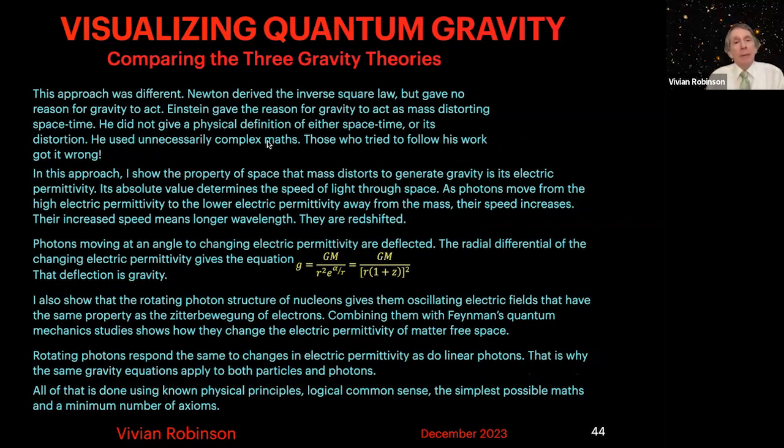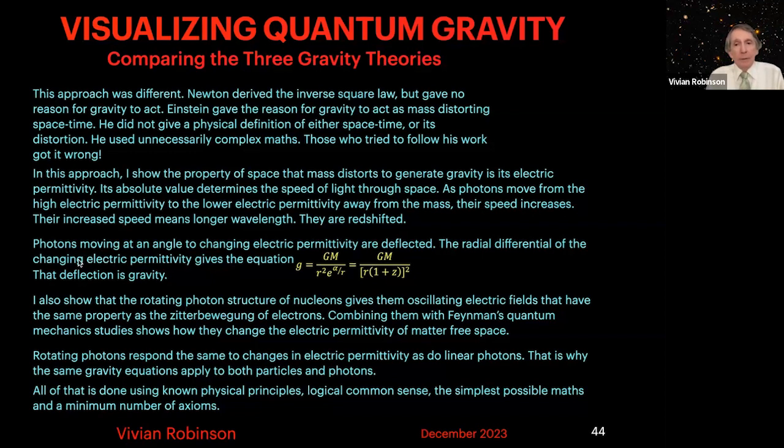He used unnecessarily complex maths. Those who tried to follow his work got it wrong. In this approach, I show the property of space that mass distorts to generate gravity is its electric permittivity. Its absolute value determines the speed of light through space. As photons move away from a high electric permittivity to a low electric permittivity away from mass, their speed increases. Their increased speed means longer wavelength. They are redshifted.